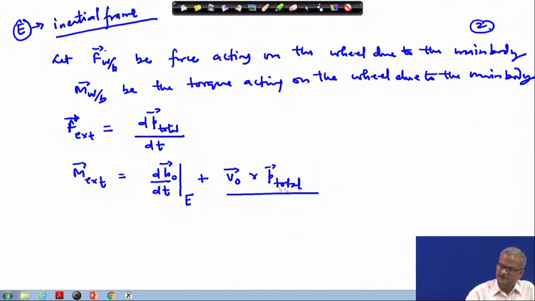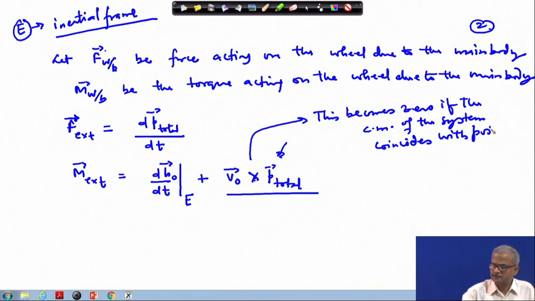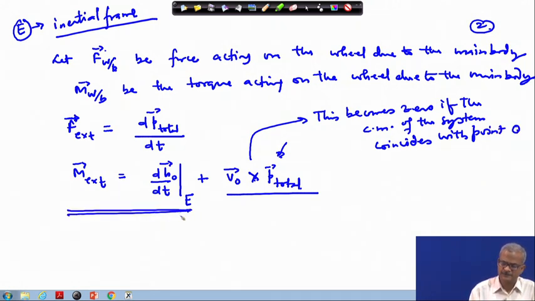In case O coincides with the center of mass, then this term will drop out. Okay. So, this will become 0 if the center of mass of the system coincides with point O. Okay, and then we recover the normal equation which is given here.